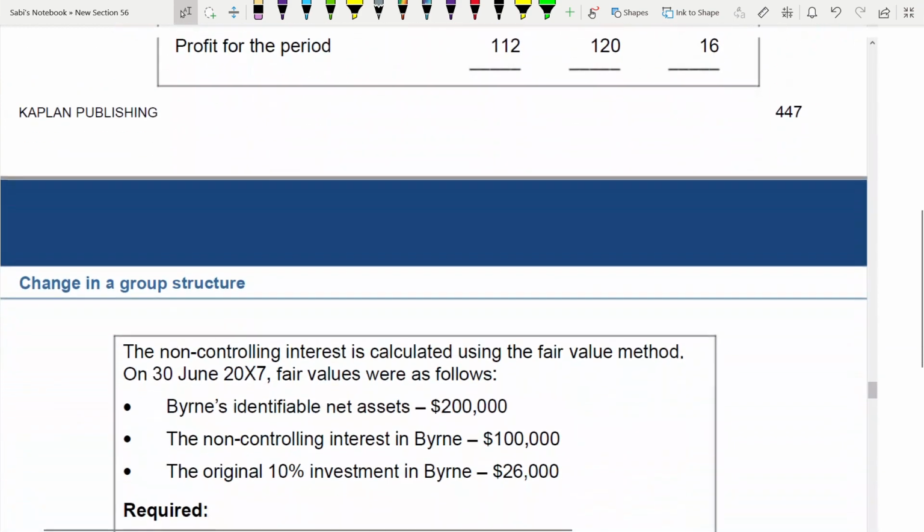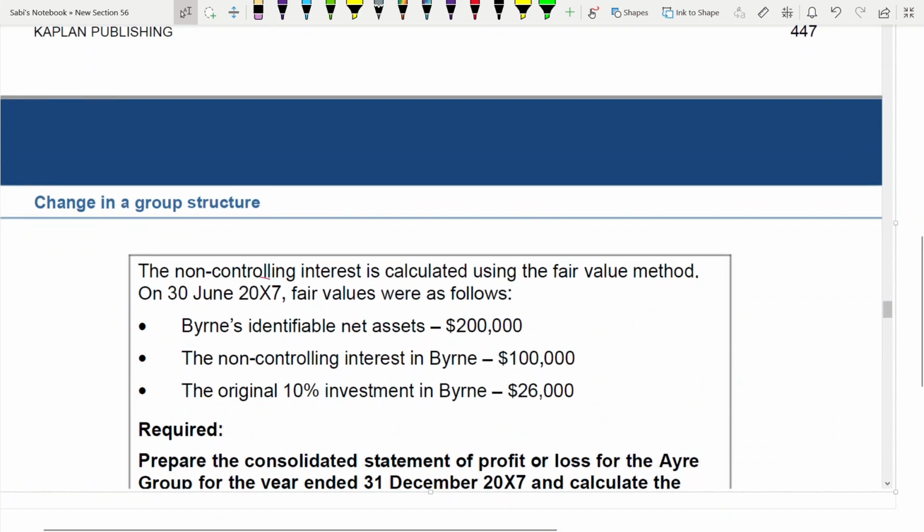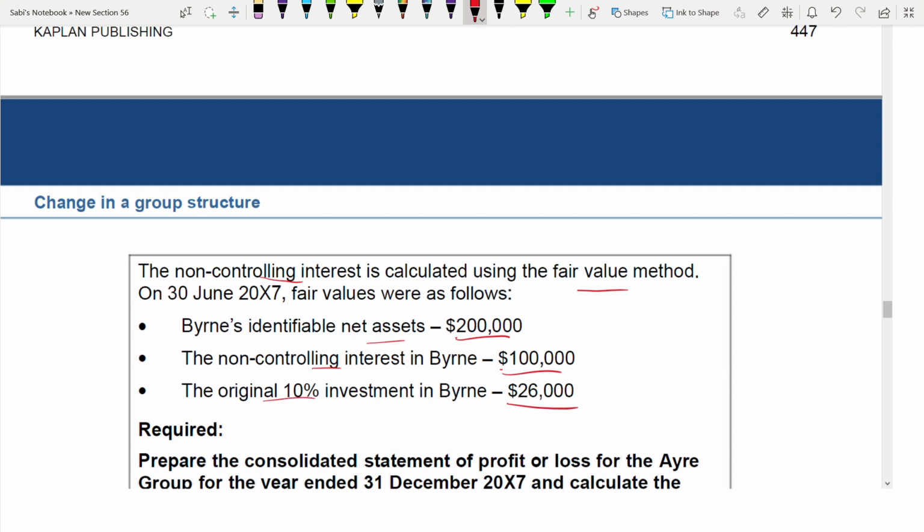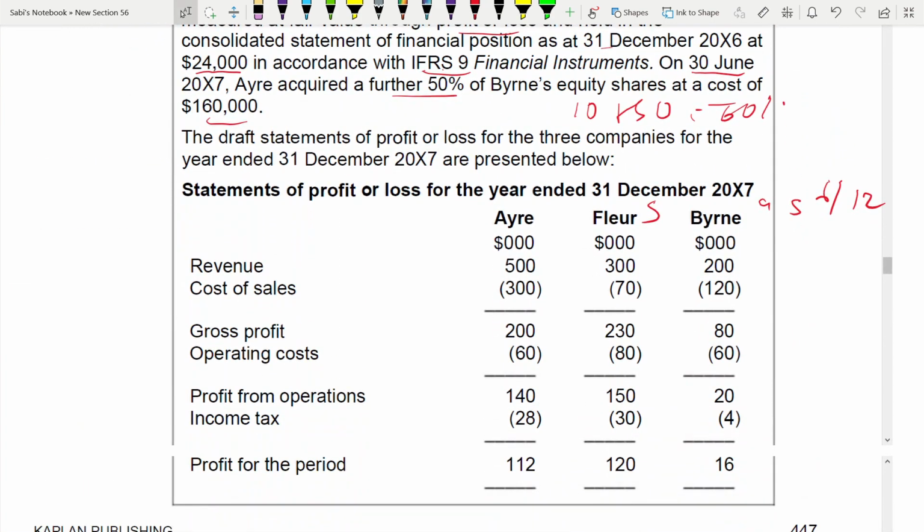Okay. Here, you have been given NCI. It is calculated at fair value. Net assets were 200,000, NCI 100,000, and the 10% investment was originally 26,000. Prepare the consolidated statement of profit and loss. This is similar to the previous one. I think a little easier also. So here itself only I will show you. Wherever working is required, we'll go to the workings. Less working is required in this question. 500 plus 300 plus 6 months of 200 if you're taking the revenue, which will give you 900.